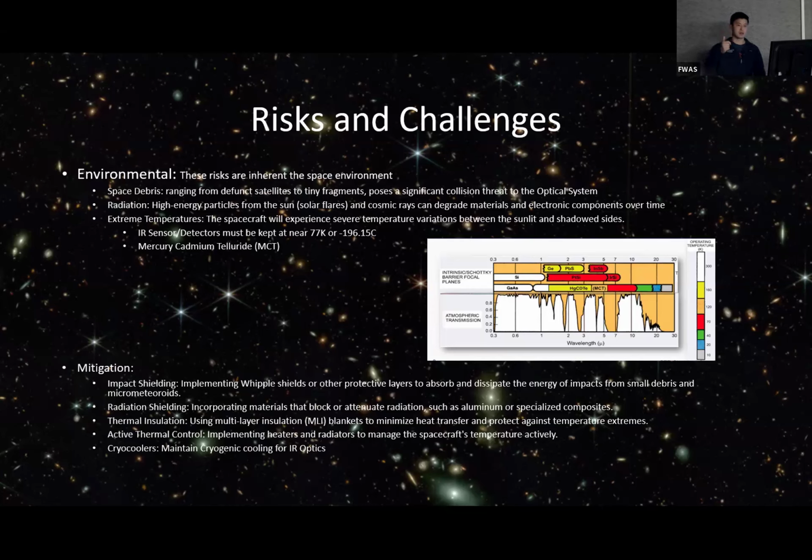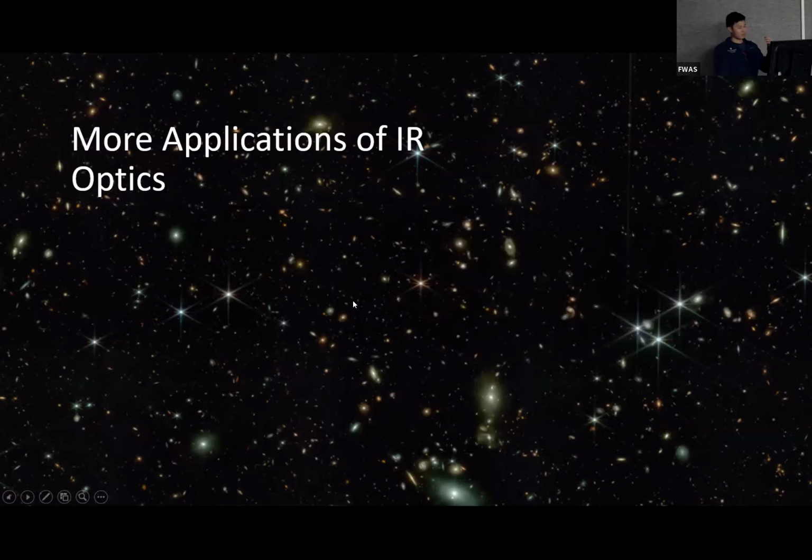Our phones capture visible light. We don't worry about that. But long wave and mid wave infrared, you have to cool it down. So now all of a sudden, that's another risk. How do you maintain cryogenic conditions for your long wave infrared detectors and optics, right? So shielding, radiation shielding, thermal insulation, active thermal control, cryo coolers, right? These are all things that present huge challenges all the time.